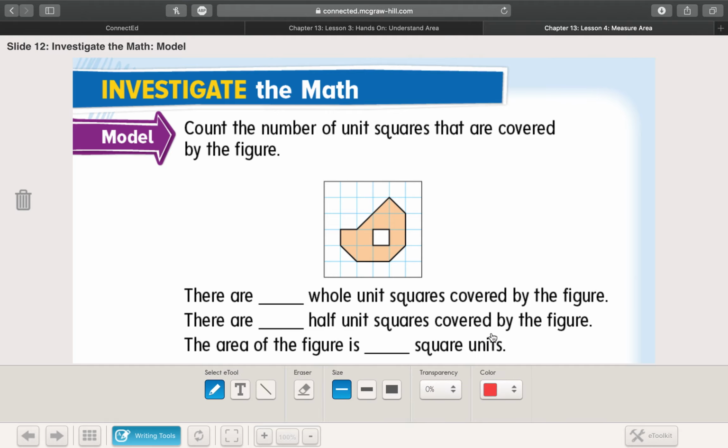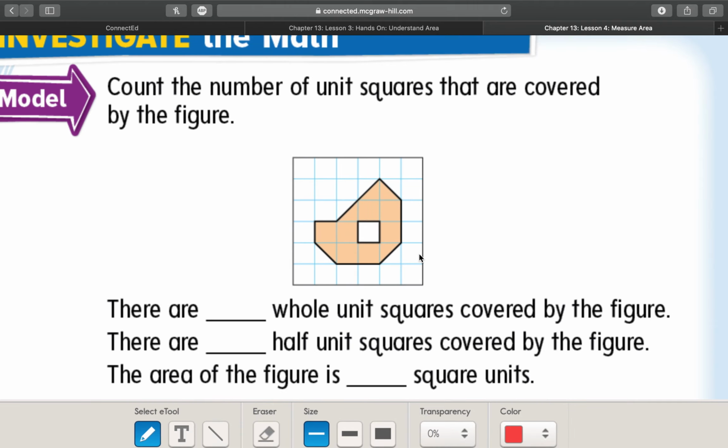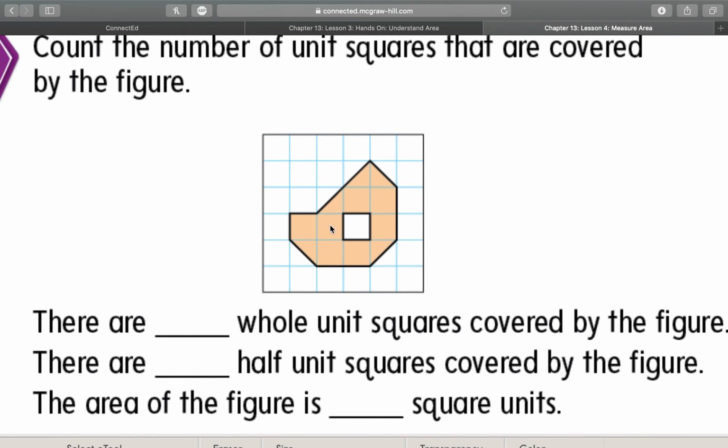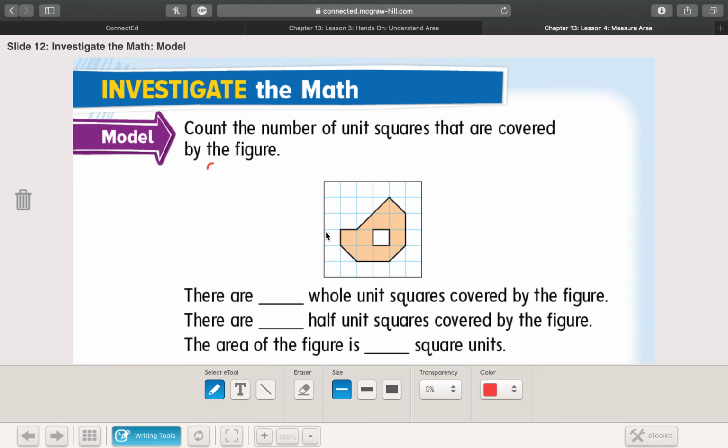I'm going to pick a color here and we're going to try to figure out how many whole squares we have that are shaded in. So I'm talking about these orange ones, not the white ones. Think of this like a hole in this shape. Here we go. 1, 2, 3, 4, 5, 6, 7.